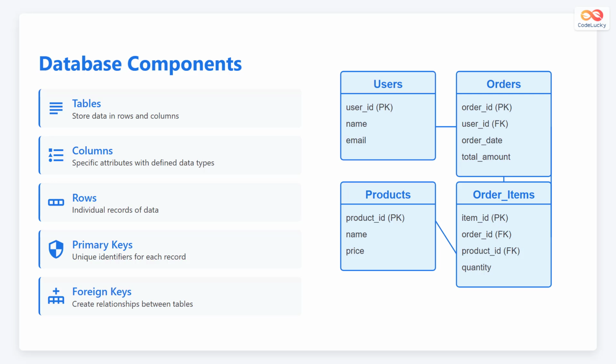These tables are connected through primary and foreign keys, creating relationships that allow us to efficiently query and manage data across multiple tables.